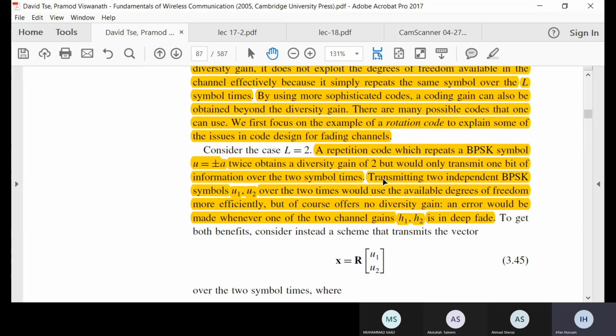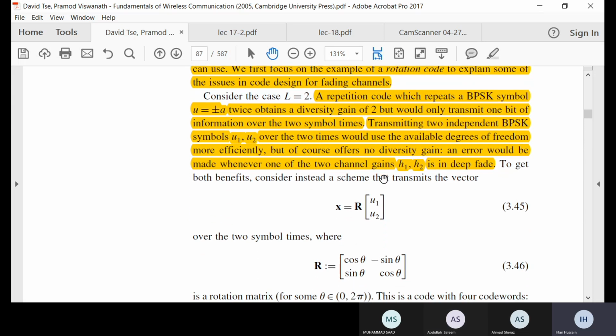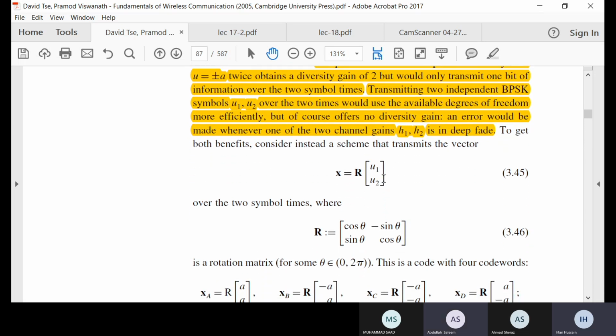In the first case I will not be able to efficiently utilize my degrees of freedom. So I have a dilemma. I take one decision, I get one benefit, but I lose another benefit. So what is the intermediary solution? The solution is that in order to get both the benefits, we use a scheme that transmits the vector in this form.